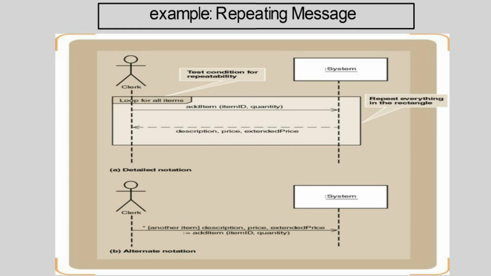Repeating message. For this example, the clerk inputs the messages add item, item ID, and quantity. Then the input message using the lifeline goes to the object, which represents the automated system. Then after the process, the output message, description, price, and extended price will go back to the clerk. Underneath the clerk is the test condition for repeating, and all input and output messages will repeat everything in the rectangle.